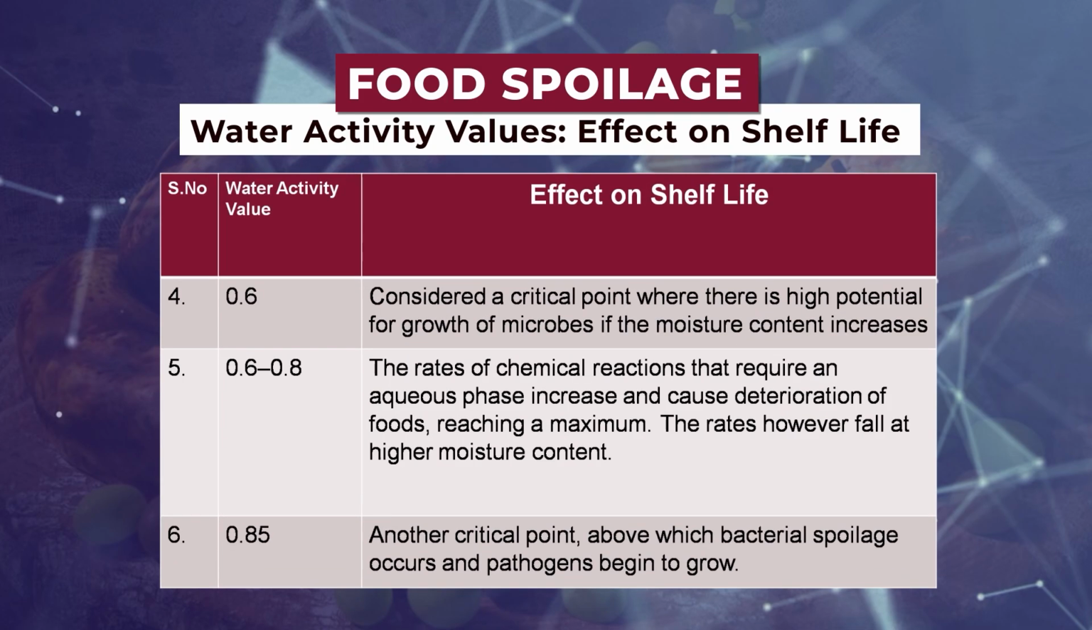Now 0.6 water activity is very critical because there is a potential for growth of microorganisms if the moisture content increases. Now at 0.6 to 0.8, chemical reactions requiring an aqueous phase cause deterioration of food, reaching a maximum. Another critical point is 0.85, where bacterial spoilage will take place and the growth of pathogens will take place.